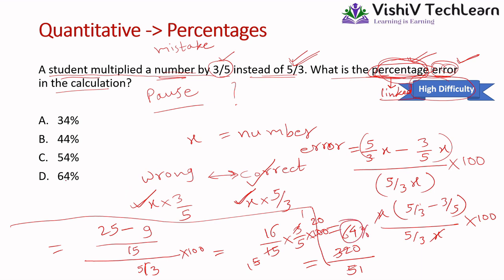64% must be the correct answer, which is option D. So option D is correct here.